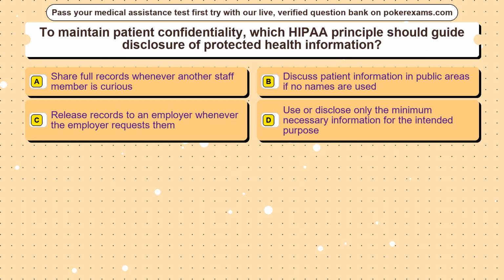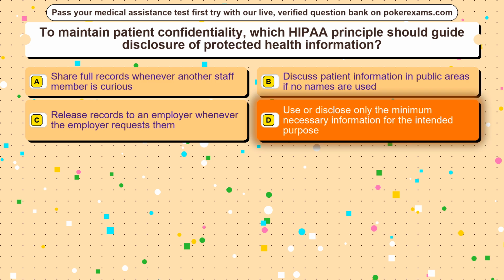Question 44. To maintain patient confidentiality, which HIPAA principle should guide disclosure of protected health information? Option A, share full records whenever another staff member is curious. Option B, discuss patient information in public areas if no names are used. Option C, release records to an employer whenever the employer requests them. Option D, use or disclose only the minimum necessary information for the intended purpose.